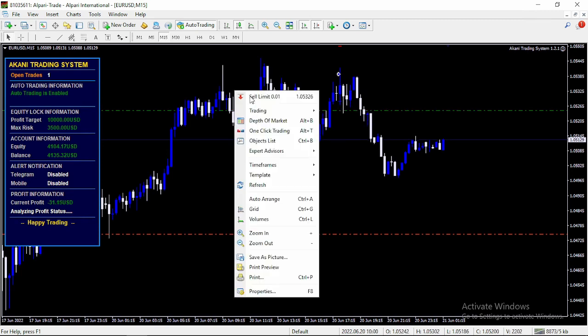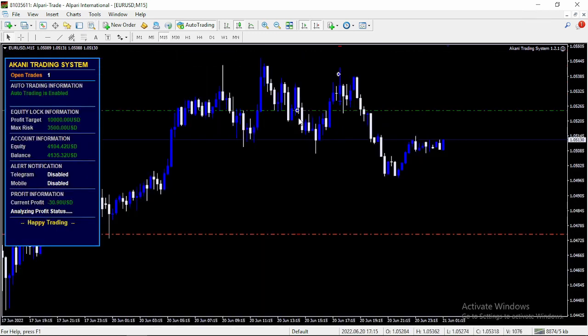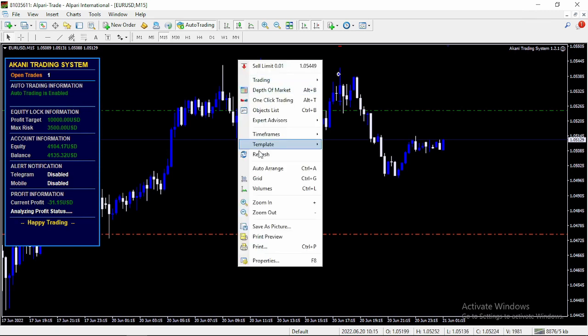All right, so let's look at the expert properties here. Like I said, installation is very easy. All you need to do is to load the template to your screen, once you've added both the expert advisors and the templates to your MQL4 folder. So let's look at the properties here.